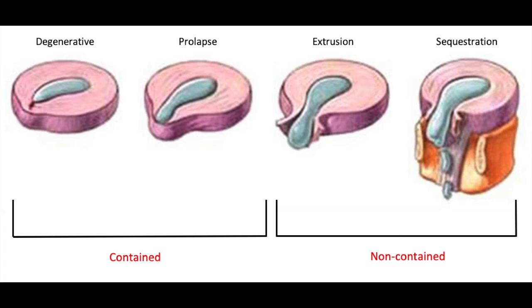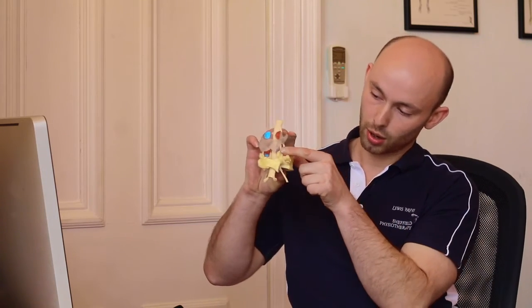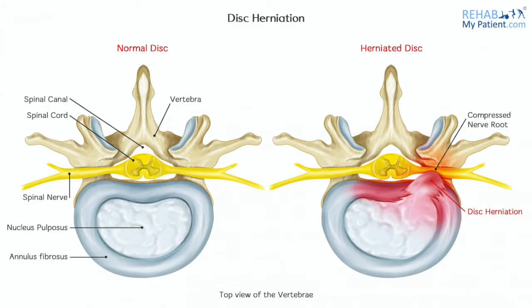If we move now into the second category of disc bulge, the non-contained disc bulge, within that category we can subcategorize that further. So you have an extrusion and a sequestration. So we'll deal with those separately. An extrusion is where, as the disc is bulging and pressing out backwards, it's now torn the outer layer of the disc. The jam donut has a hole in it, a tear in it, and the jam is coming out, it's visible. This is a non-contained disc bulge.